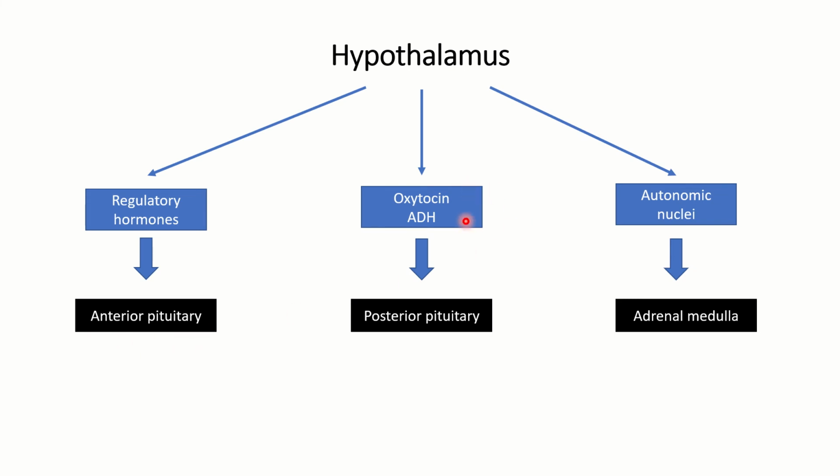Oxytocin and ADH, antidiuretic hormone, are made in the hypothalamus and then go through the axons and are stored in the posterior part of the pituitary gland, or posterior lobe of the pituitary gland. And for the autonomic nuclei, there are sympathetic and parasympathetic nuclei in the hypothalamus, and they are sending fibers to the adrenal medulla, and then the adrenal medulla will secrete a different hormone, and when we get to the adrenal medulla, we'll talk about it.